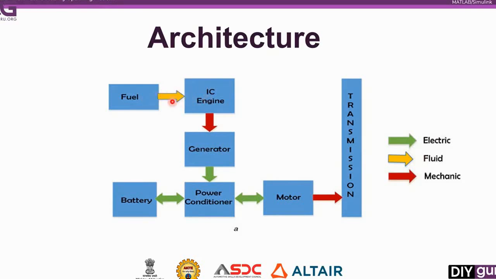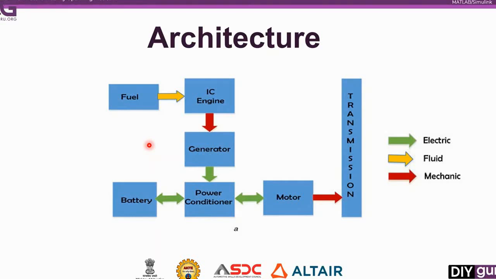So you see here the flow of energy. The fuel is in the fluid state, and it is sent to the IC engine where it is converted into mechanical energy. Then at the generator end the electricity is generated and distributed to the battery and motor. So these are the electrical connections, and then we have a mechanical connection between the motor and the transmission. So this type is the series hybrid, and the IC engine does not take part directly in the propulsion of the vehicle.